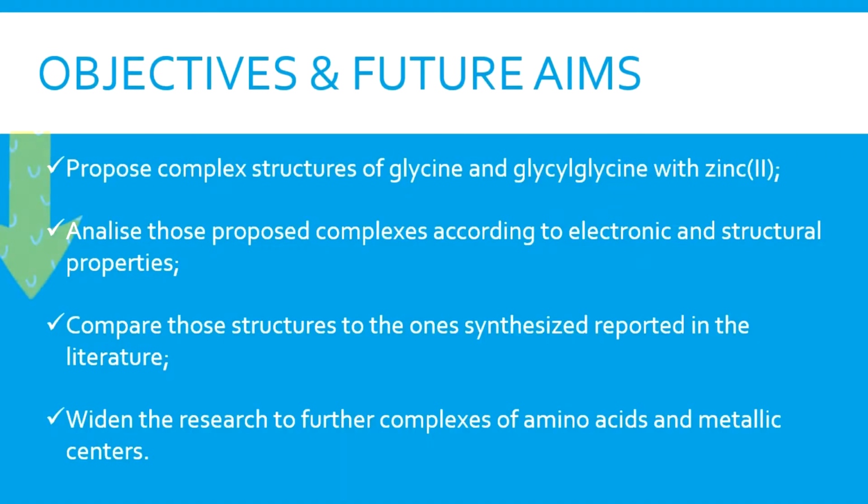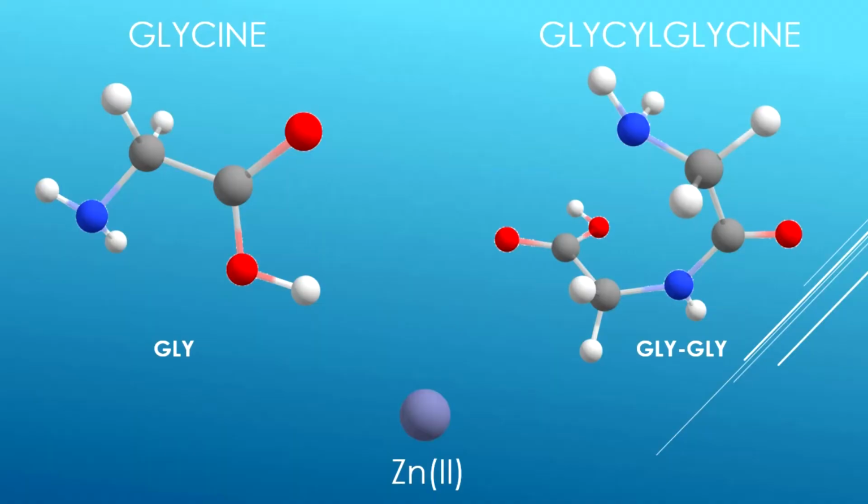The scope of this project is to propose complex structures, beginning with glycine and zinc-2, and analyze those complexes in terms of their electronic and structural properties. Hereafter, it is expected to make comparisons with some synthesized reported complexes and widen the focus to other ions and ligands. Glycine is the simplest amino acid in structure, and glycylglycine is its dimer. The metallic center chosen was zinc-2.